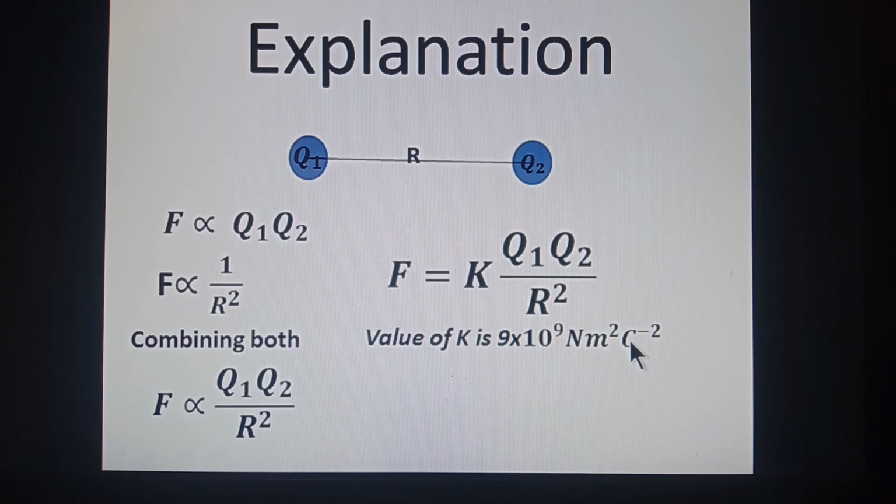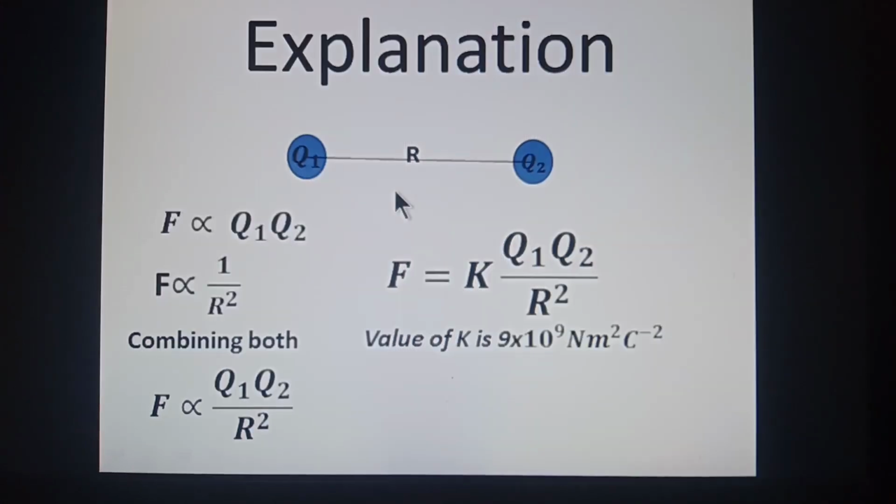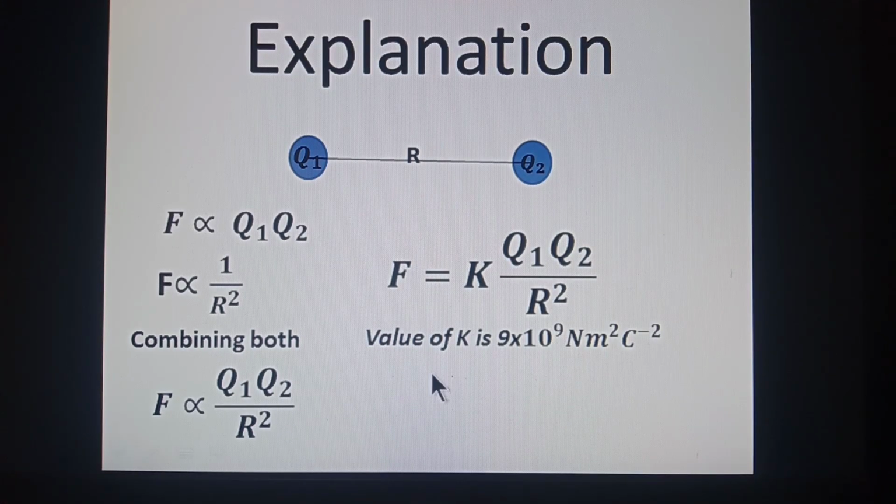square per Coulomb square. And since this value of k depends upon the medium between the two charged bodies, therefore, in terms of medium, we can also write the value of k like this: k equal to 1 over 4 pi epsilon naught, where epsilon naught is called permittivity of free space. Students, it is the mathematical form and statement of Coulomb's law that explains the nature and value of electric force between two charged bodies. I hope it is clear.